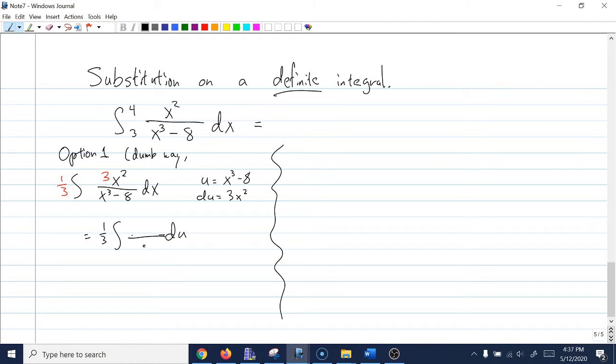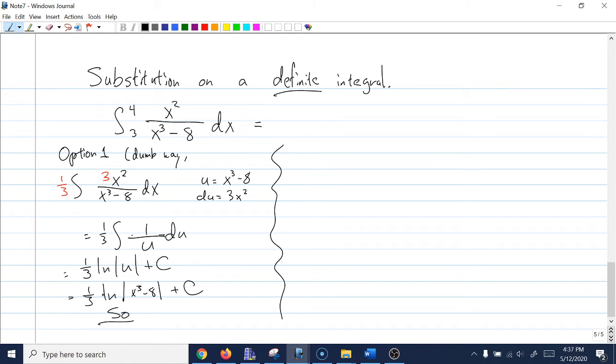That thing on the bottom of the fraction is u. There's nothing left on top. What's the integral of 1 over u? It's natural log absolute value of u plus c. What was u? u was x cubed minus 8, plus c. So now I have my answer.